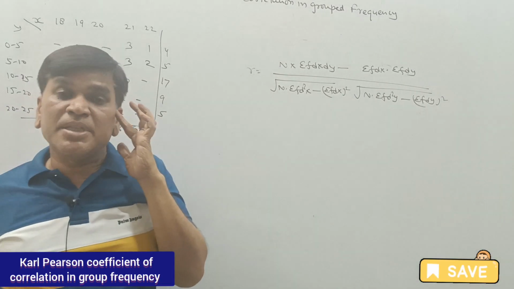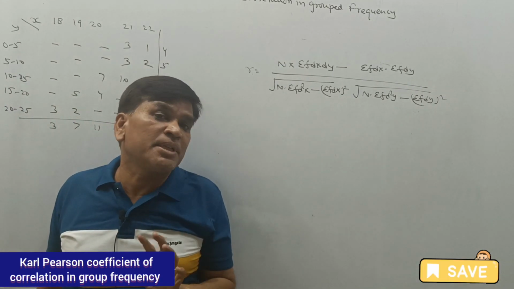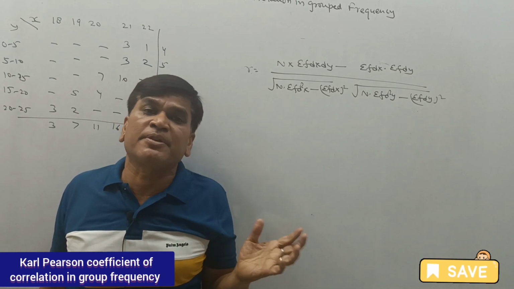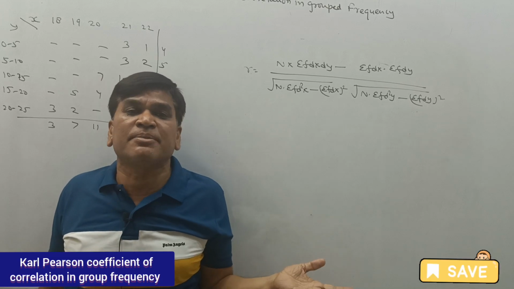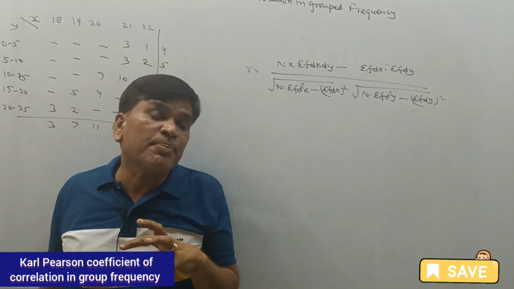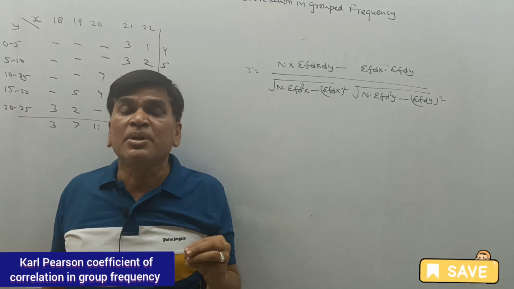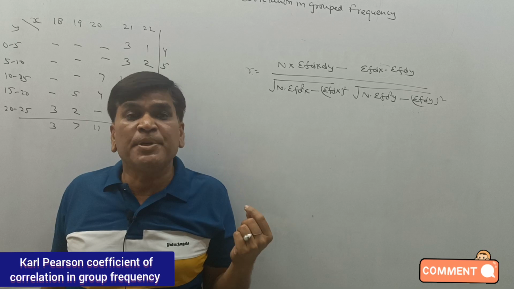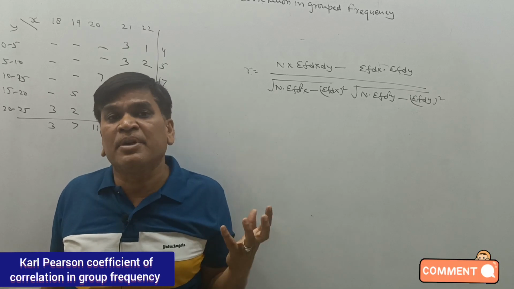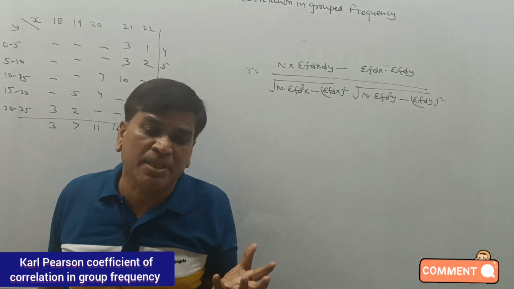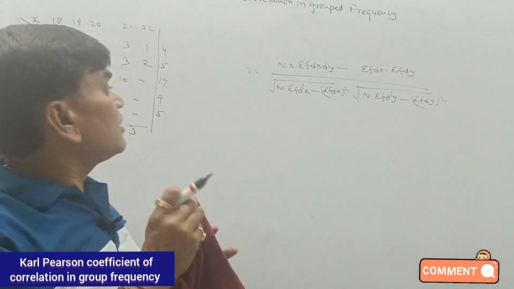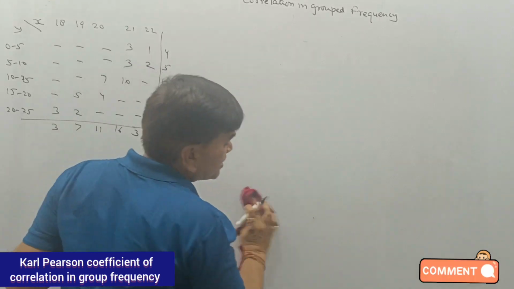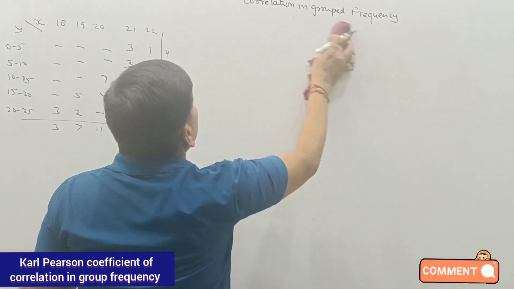Generally this type of question doesn't come in examinations. From the examination point of view, I have never seen this type of frequency table in an exam. But to make you perfect, I am taking just one question in this video, the Pearson coefficient of correlation in grouped frequency data. So how to solve this question? It's very simple. We are not facing any problem here.